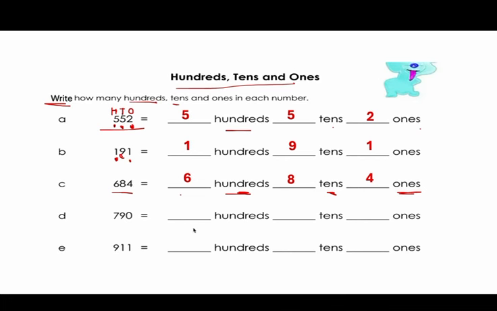Okay, now try to answer these two questions alone. I will give you 1 minute. Okay, how many hundreds? Excellent, 7. How many tens? 9. How many ones? 0. Okay, now the last one. 911. How many hundreds? 9. How many tens? 1. And how many ones? 1.